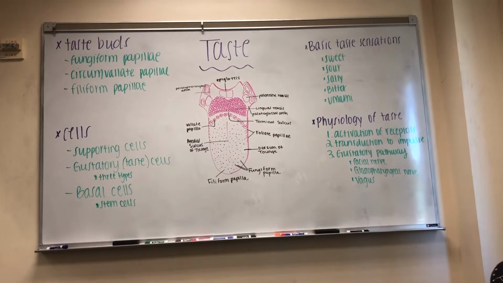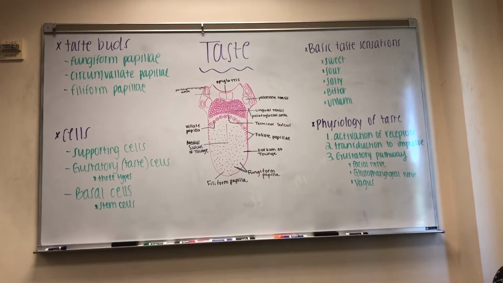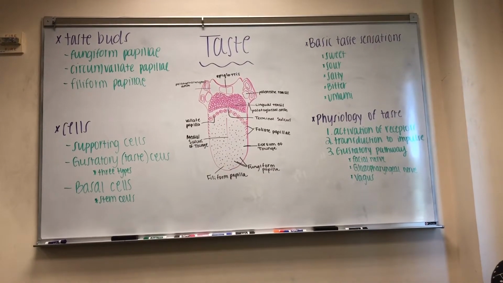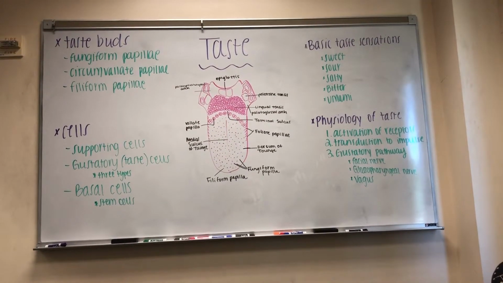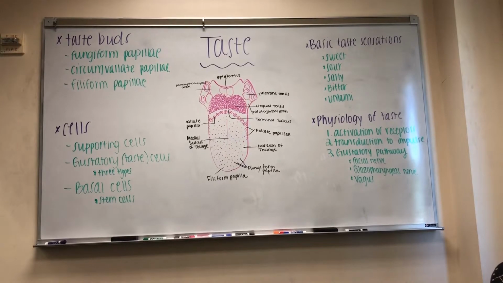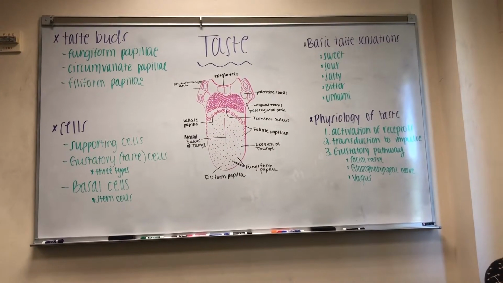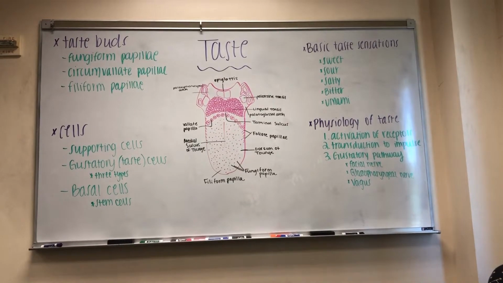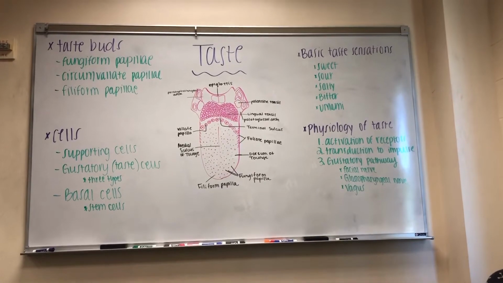The last one is Filiform Papillae, which is all over the tongue and gives your tongue traction and helps move food around. Next are the taste cells. The first one is supporting cells. Gustatory hairs project from the tips of all gustatory epithelial cells and extend through a taste pore to the surface of the epithelium where they are coated in saliva.